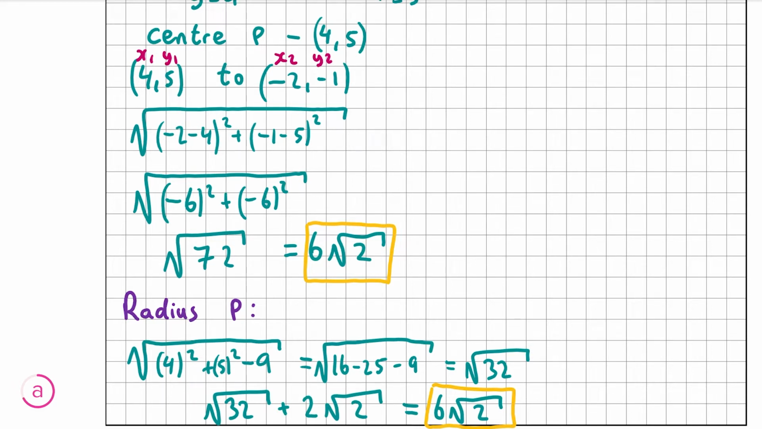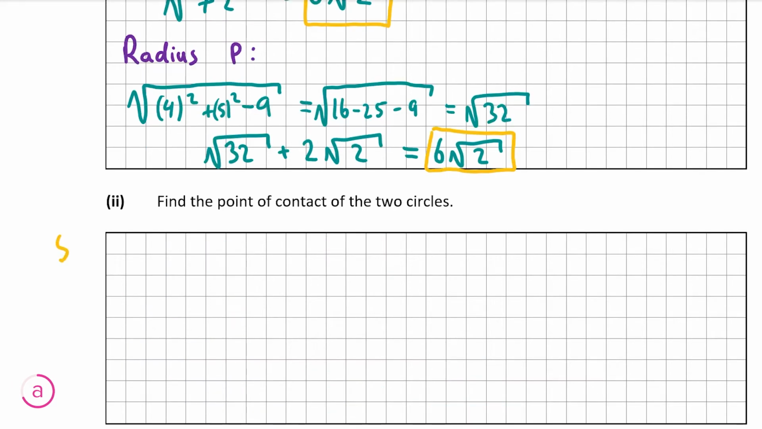And now we're going to have a look at A part 2, and this is worth 5 marks. So here we have to find the point of contact of the two circles. And to do that, I'm going to use the formula for the point dividing two other points in the ratio A to B. So we need to find the ratio between both of the circles.